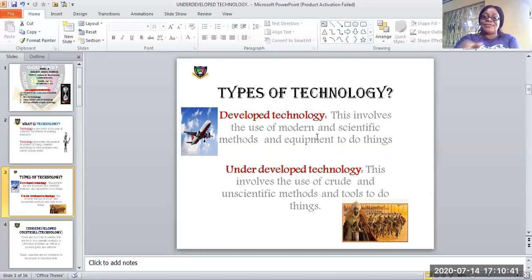Developed technology involves the use of modern and scientific methods to attend to things, to take care of things. But underdeveloped technology uses the crude way, not scientific at all. They use tools that are not scientific. They use tools that, in fact, are just not there. No scientific method is involved in underdeveloped technology. Are we together? Did you get that? Beautiful. Now we move on, shall we?